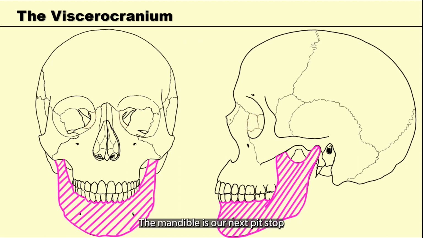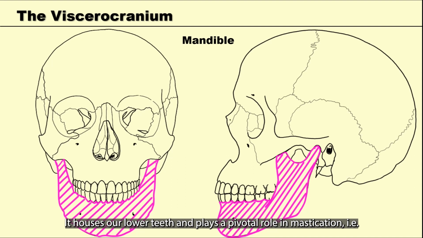The mandible is our next pit stop on our collection of viscerocranial bones. The mandible is another name for the lower jaw, and this is not a paired bone. It houses our lower teeth and plays a pivotal role in mastication, i.e. the act of chewing. Because of its important role, it's necessary to take a closer look at the mandible.